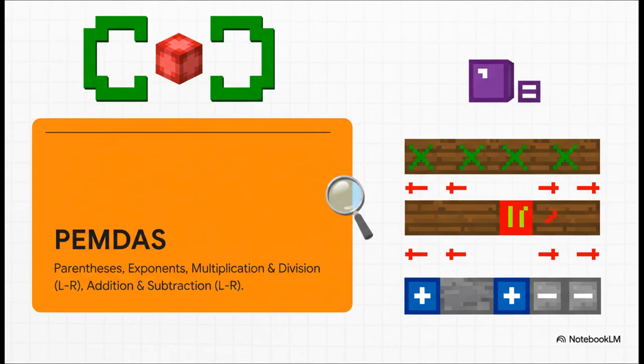First up, you always handle anything inside parentheses. Next, you take care of any exponents. Then, and listen up because this is a big one, you do all the multiplication and division, but you do them as you see them from left to right. Finally, you do all the addition and subtraction, again, working from left to right. That left to right part is where people mess up, but it's the key.